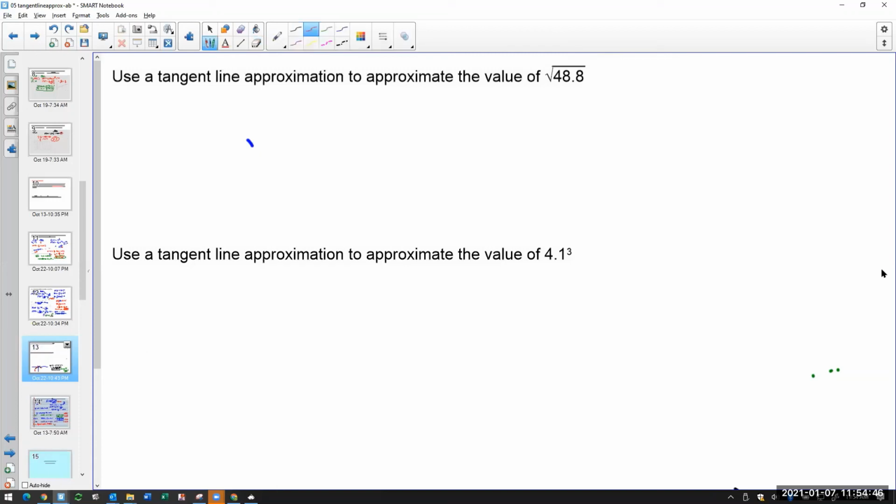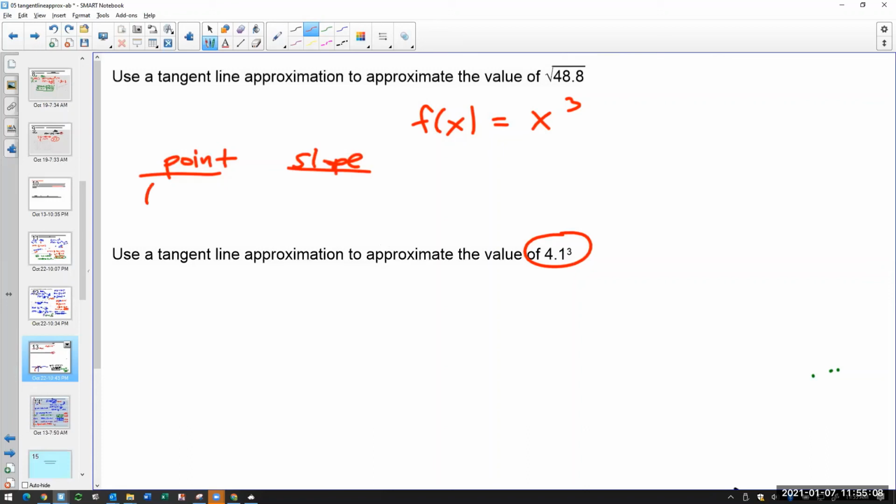So we're at 4.1 raised to the third. Guys, which one's the funky number? 4.1, make that your x. So your f of x or your y is going to be x raised to the third. You see that? You have to make up your own function. I also need a point, and I also need a slope. What's a good point close to 4.1? 4 is a great point.